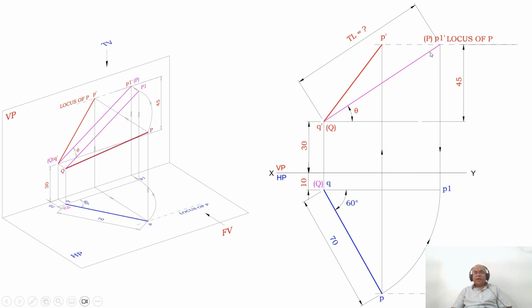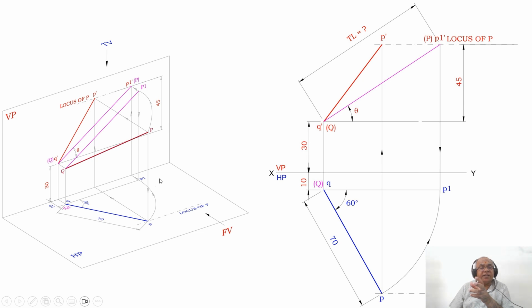So once we are able to find the true length in the vertical plane, that is what we have shown, the true length in the vertical plane, which is the one being rotated. With Q as center and QP as the radius, you are rotating that such that P1 is also in front of VP by 10 mm. Now this line is in space actually.